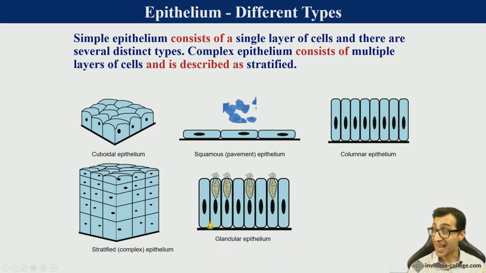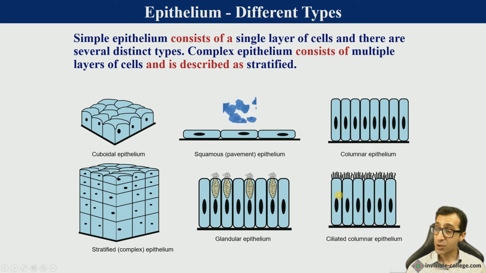Here we can see glandular epithelium, which is columnar epithelium where some of the cells have a secretory activity, and this is the type of epithelium that you typically find, for example, in the inner lining of organs like the stomach. And you also have ciliated columnar epithelium. So this is columnar epithelium which has this brush border, and again you can find this in lining various internal tubes and cavities, such as, for example, the airways within the respiratory system.